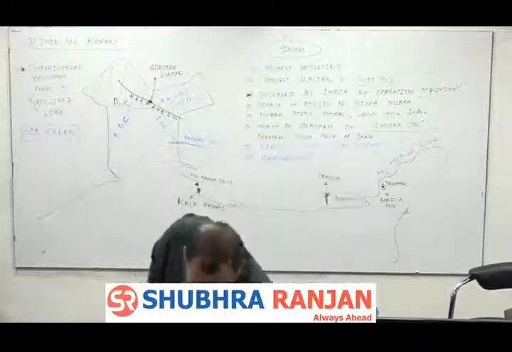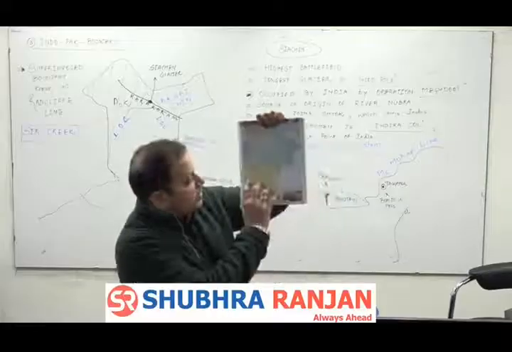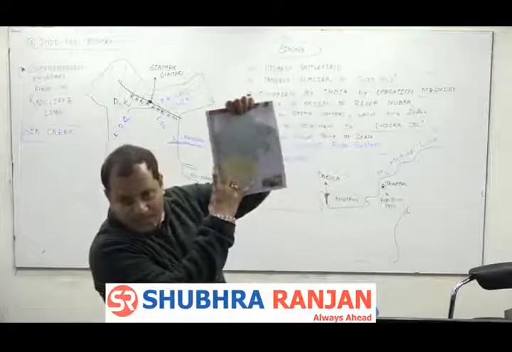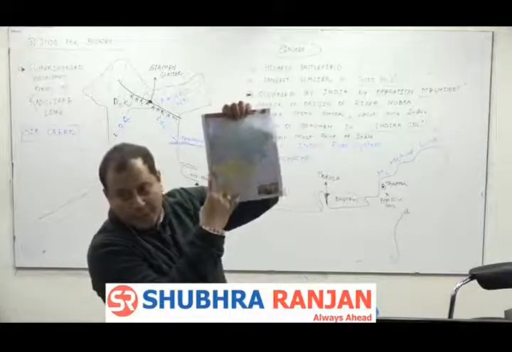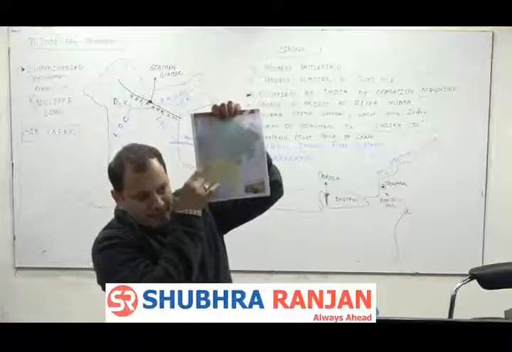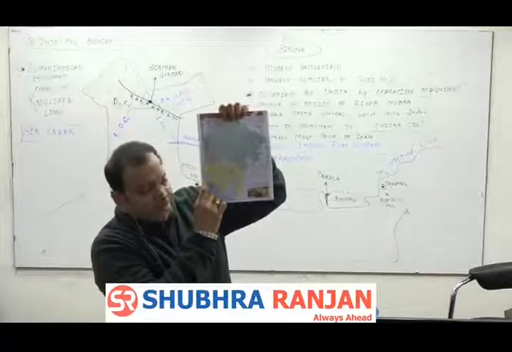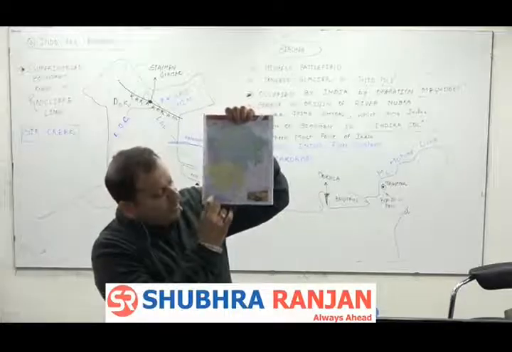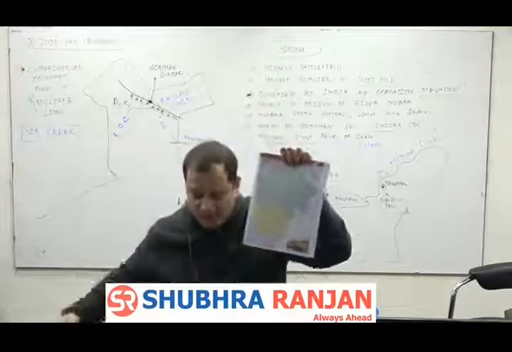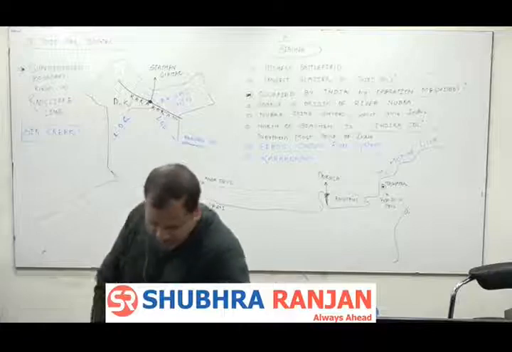Those who have not got, see here. Sir Creek, Sir Creek के just नीचे there is a Kori Creek which is an inlet here. And then उसके बाद is the Godai Creek. Godai Creek के बाद Gulf of Kutch. Gulf of Kutch के बाद Gulf of Khambat. So this is how the idea is.